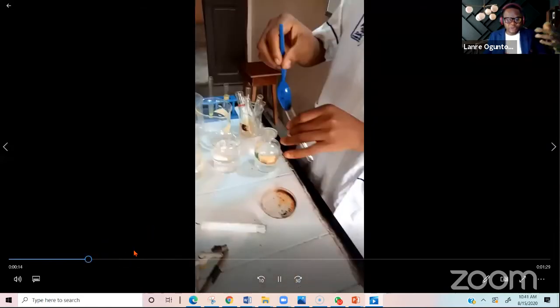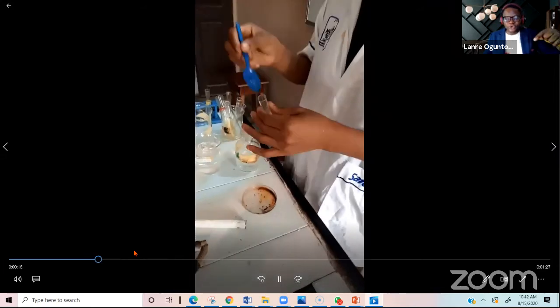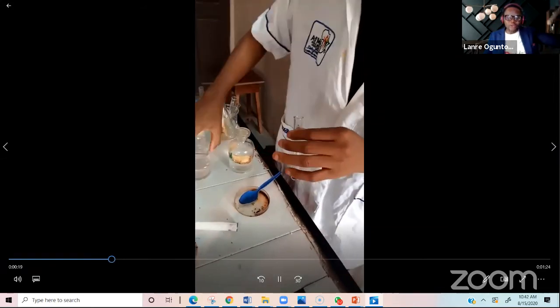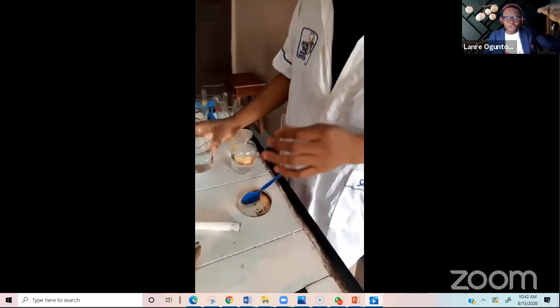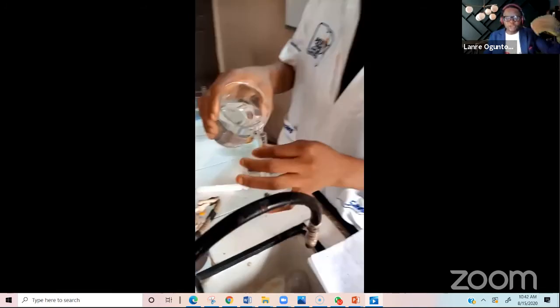You can see from this that iodine is slightly soluble in water. So that's basically your setup. Put your iodine in the test tube. Then you add water to it and shake.